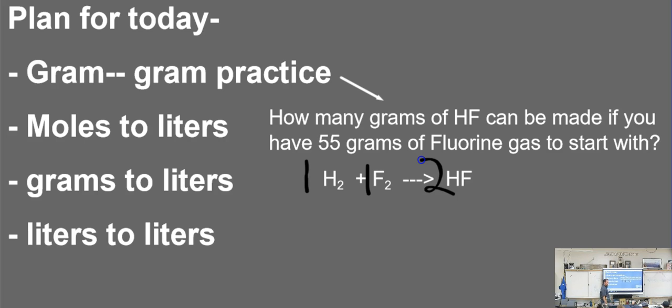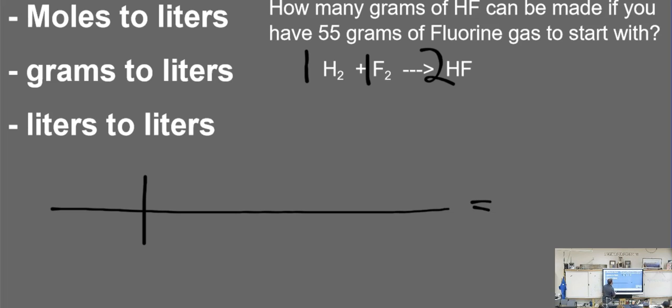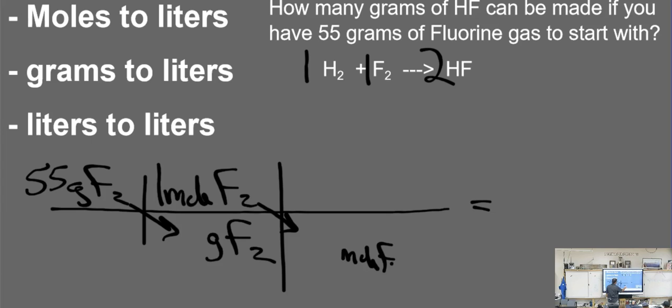Sound good? All right, so let's set this picket fence up. I gave you grams of F2. Are we okay with that? So the unit down here has to be grams of F2. Anytime we find grams, it's per what? 1 mole of the same substance, which means what unit is down here? Right, moles F2. I need another line right there, correct?